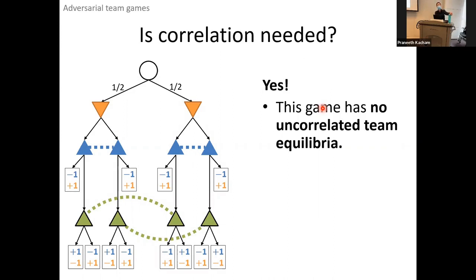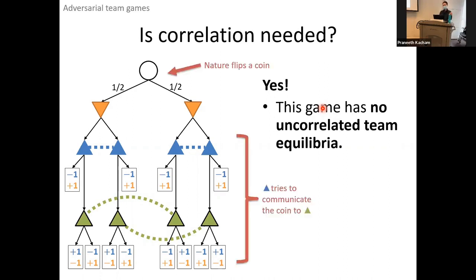And I will prove this. No, uncorrelated, sorry, I misspoke. Let me explain why, very briefly. How this game works: nature flips a coin, and then blue tries to communicate the value of this coin to green without revealing the communication protocol to orange.